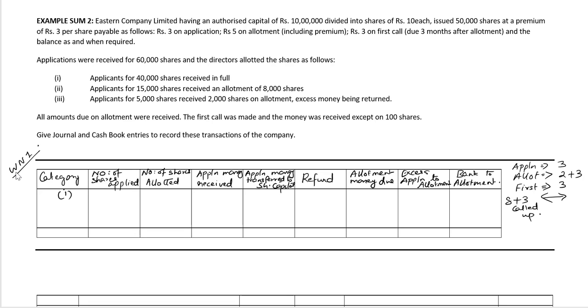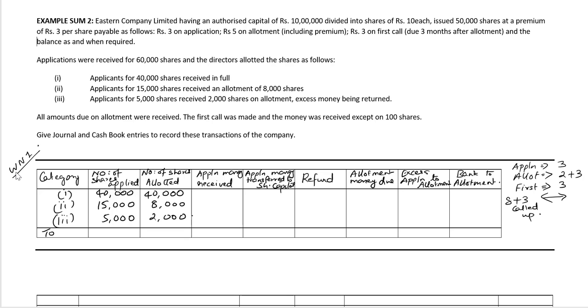In the first category, applicants for 40,000 shares received in full. So the number of shares applied for is 40,000 shares and the number of shares allotted is also 40,000 shares. In the second category, applicants for 15,000 shares received an allotment of 8,000 shares. So against number of shares applied 15,000, the number of shares allotted in the second category is 8,000 shares. And in the final category, applicants for 5,000 shares received 2,000 shares on allotment.